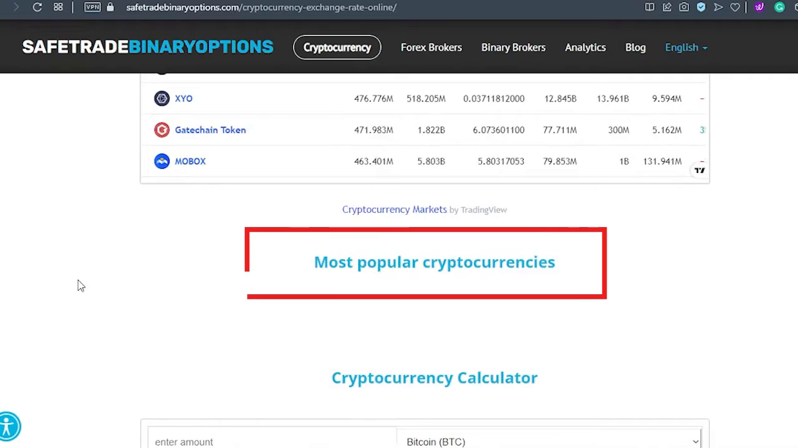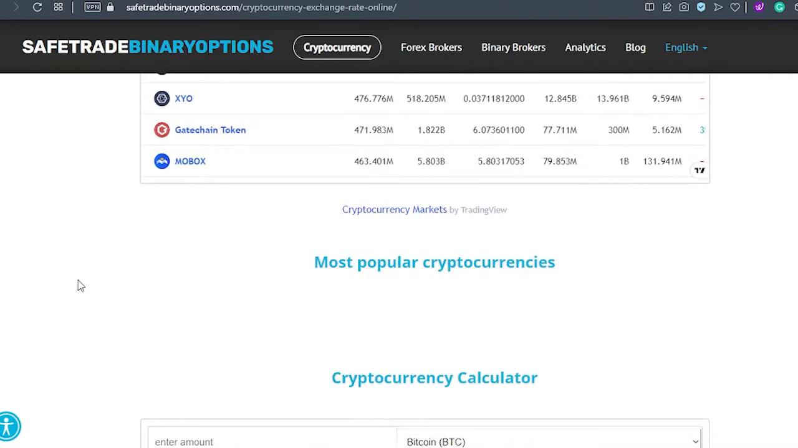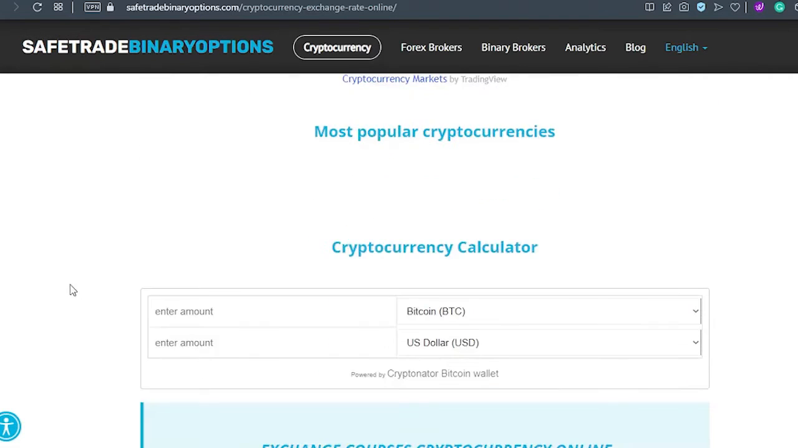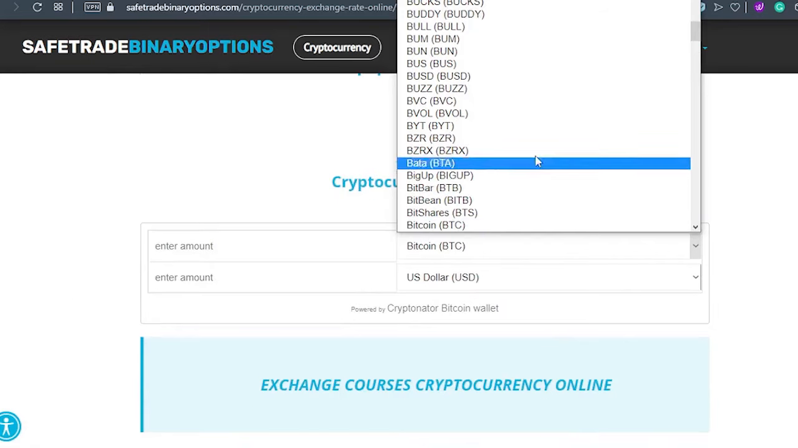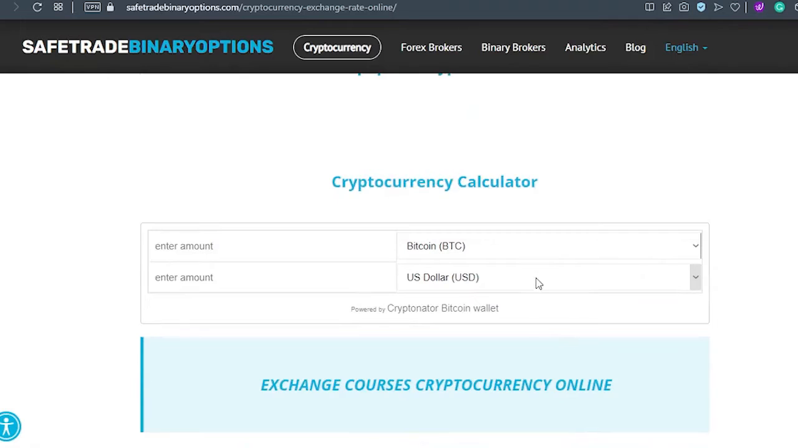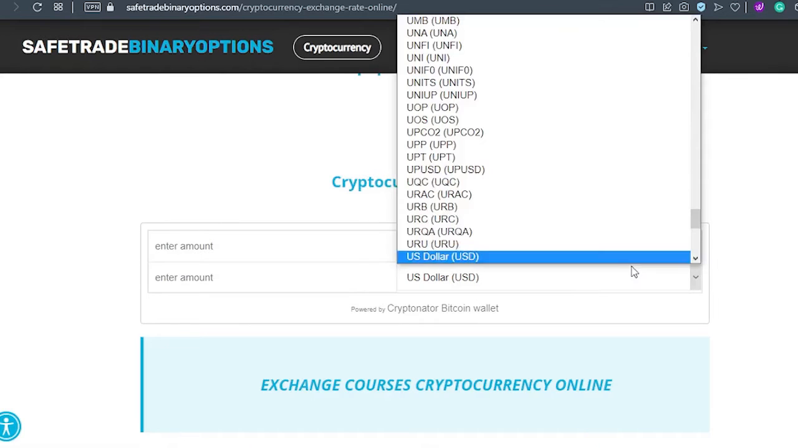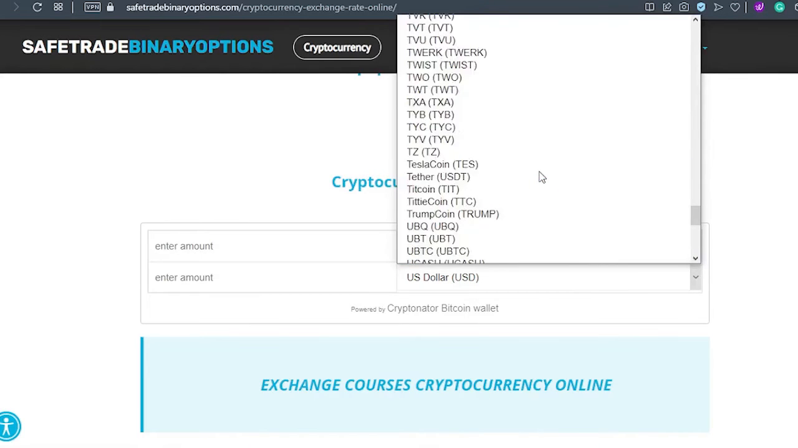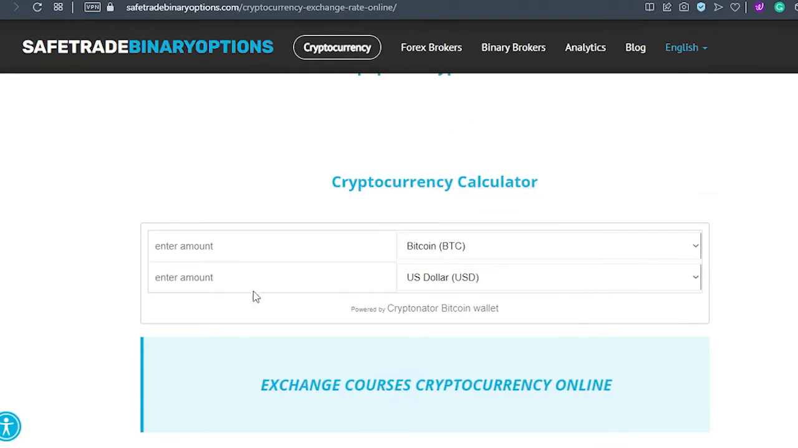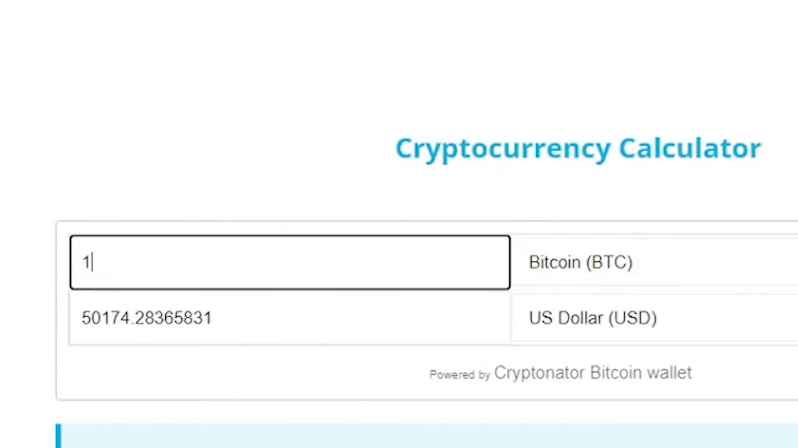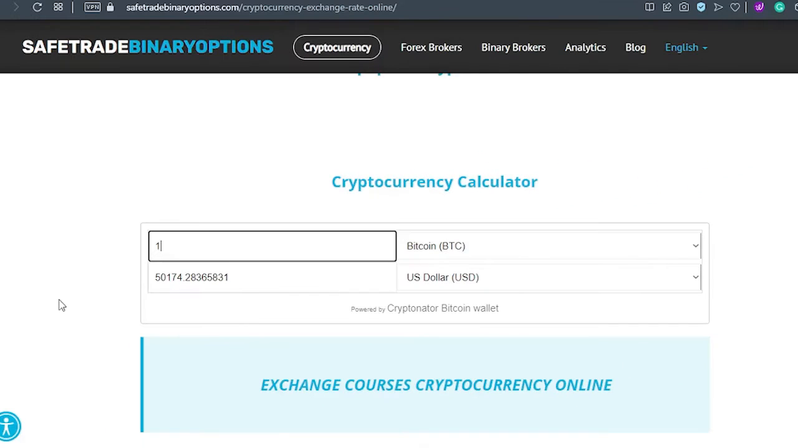As I mentioned in a previous video, it is a simple cryptocurrency converter. It will convert whatever cryptocurrency you select to its equivalent in US dollars, or you can convert it to any other cryptocurrency or currency. For instance, if I select Bitcoin here, it shows the equivalent of $1 in Bitcoin. Here you can see we have 50,174 Bitcoin per US dollar.